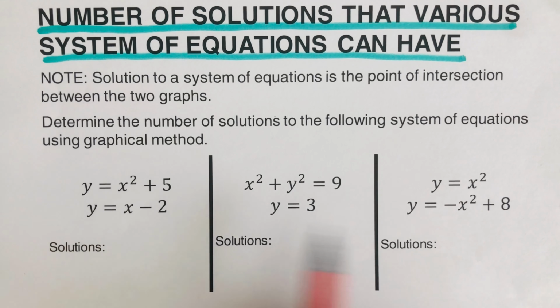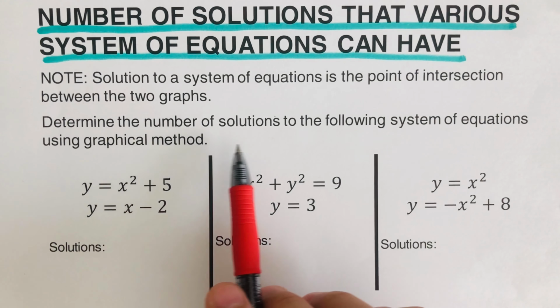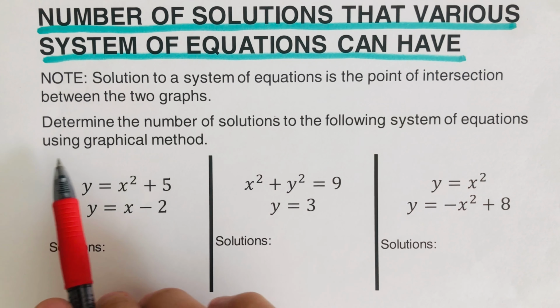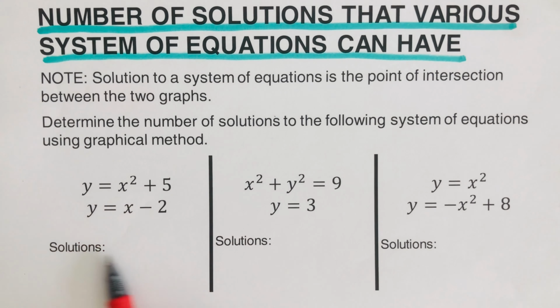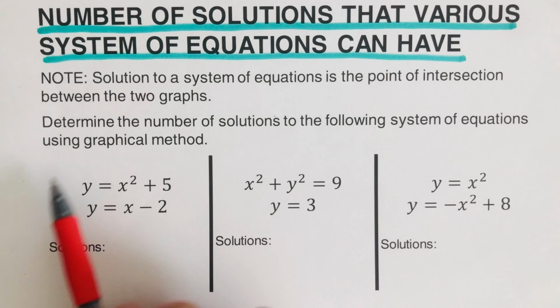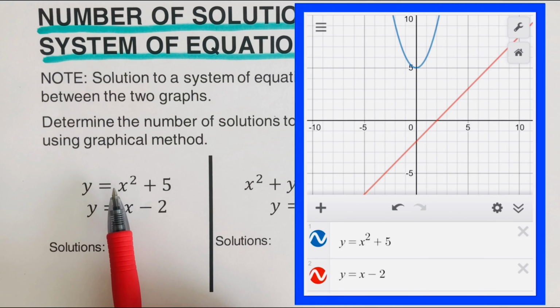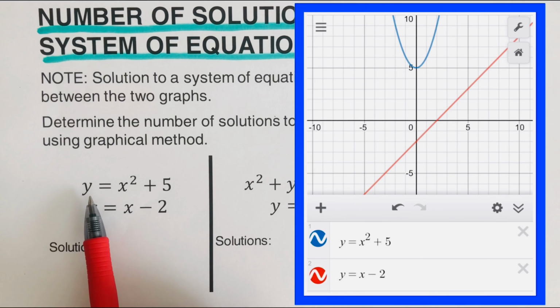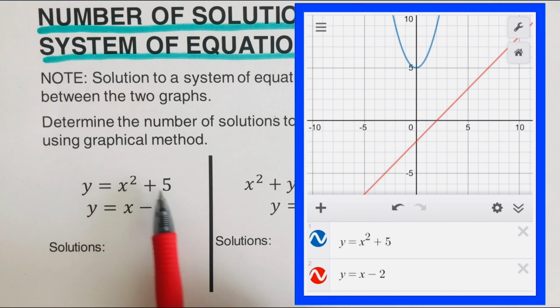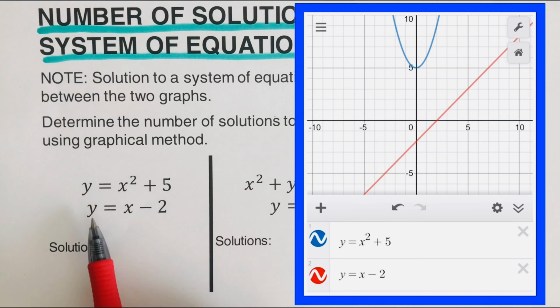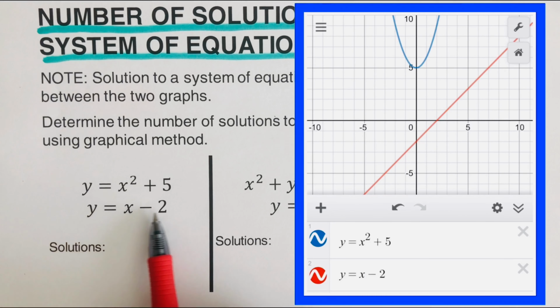Let's take these three examples here. Determine the number of solutions to the following systems of equations using the graphical method. Let's take this first system right here. On the side, you will see the graph of these two equations, and we can see that the blue parabola, which is the first equation, and the red line, which is the second equation right here, are not intersecting.